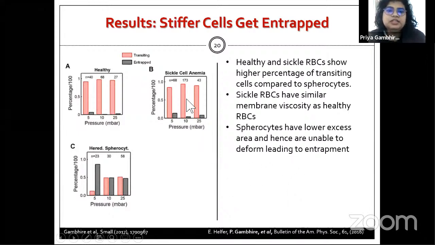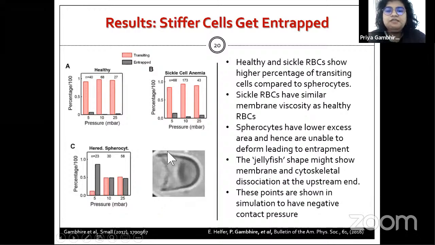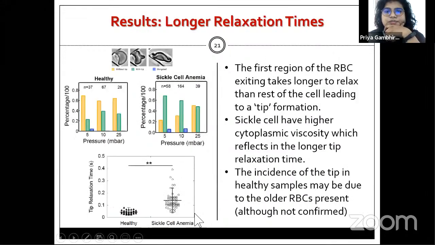Very quickly, the healthy samples are transiting very easily. We have a very high percentage of them transiting, which is indicated by orange. In sickle cell anemia, as I said, we expected that they would be blocked, but they are not. Most of them transit quite easily through the slits, but it's the other way around in hereditary spherocytosis. Most of them get entrapped, and even if we push them faster, we still see 50% of the cells getting entrapped. And then we see this very unique shape called jellyfish where the membrane seems to have detached.